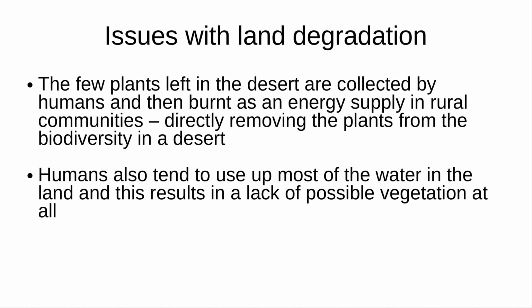Land degradation factors include the few plants left in the desert being collected by humans and then burnt as an energy supply in rural communities, directly removing the plants from the biodiversity. Humans also use up whatever water there is left in the land, reducing the opportunities for vegetation on that land.